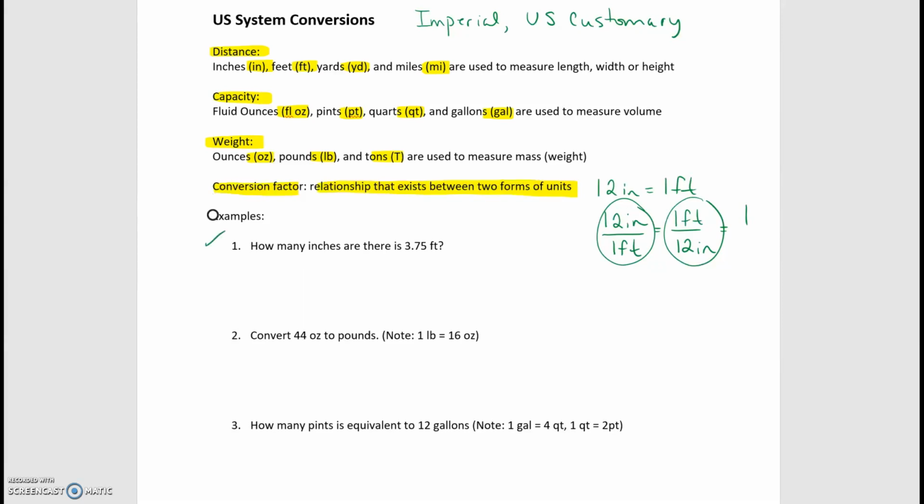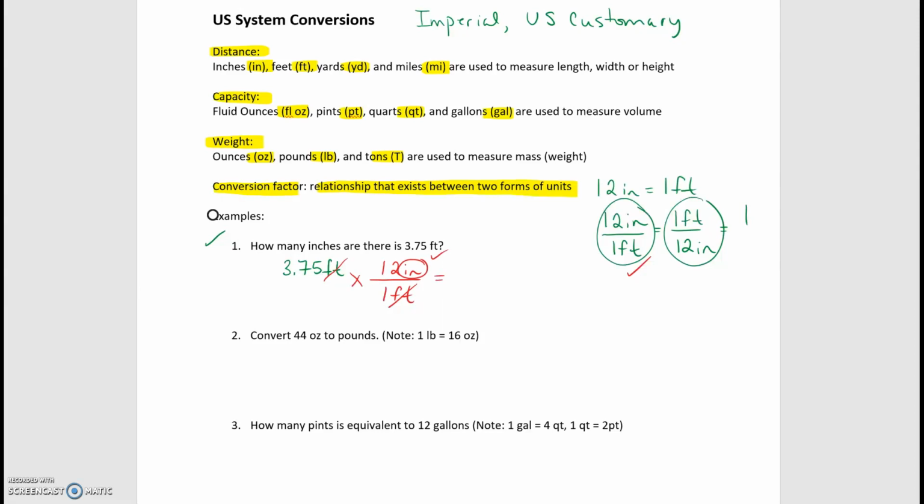Example 1. How many inches are there in 3.75 feet? So I begin with 3.75 feet, and I want to now multiply by the appropriate unit factor. If I want to get rid of feet, I'm going to multiply by some fraction that's going to allow me to cancel out that feet unit. And this first unit factor, 12 inches over a foot, allows me to now cancel out my feet units, and I'm left with my inches up top.